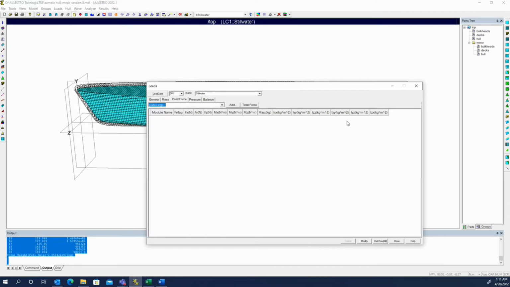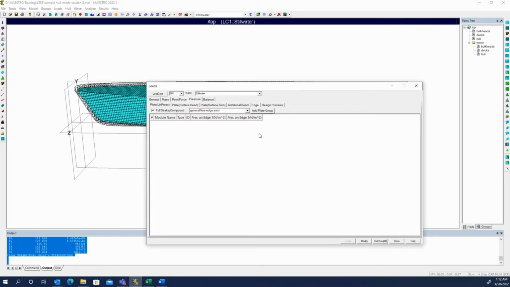The point forces you typically aren't going to be using unless there's a very specific load in a given direction, although something like that beam that we created originally, that sample little beam, it's not a floating structure. You'd have to apply some type of load to it, which would most likely just be a point force at the end. The different types of pressures, I haven't used any of these.